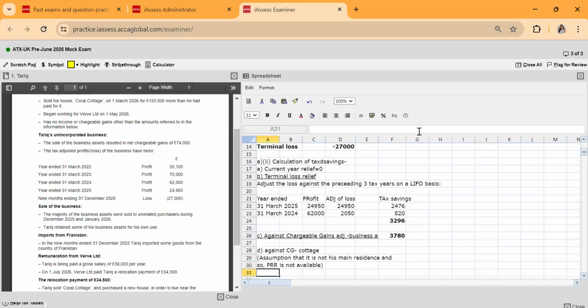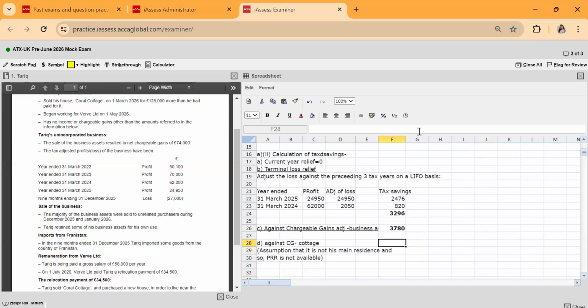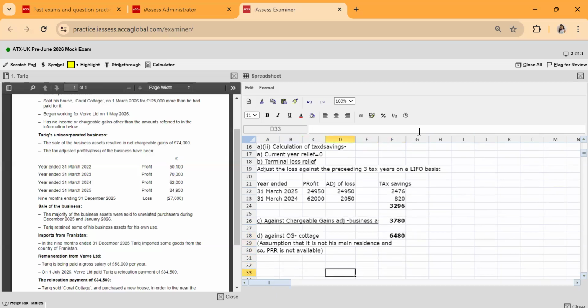Clear? So then what will be the saving? The saving will be 27,000 multiplied by 24%, right? Because BRB is already used up by the BADR. Clear? So this is also one pointer that we can add.